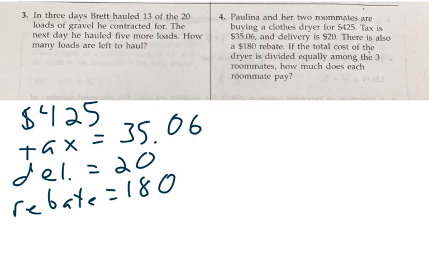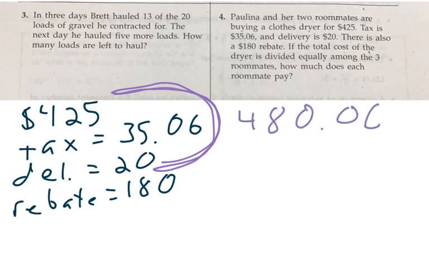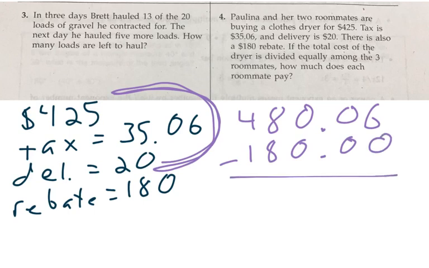So first, we have to figure out what the total is. So we're going to add all these together because they're paying what the dryer costs plus the tax plus the delivery fee. So they are paying $480.06 total. But that rebate that they've gotten, that means that we can take that away. So that's money that they're getting back basically. So when we subtract those, we get $300.06. So that's how much that they owe.